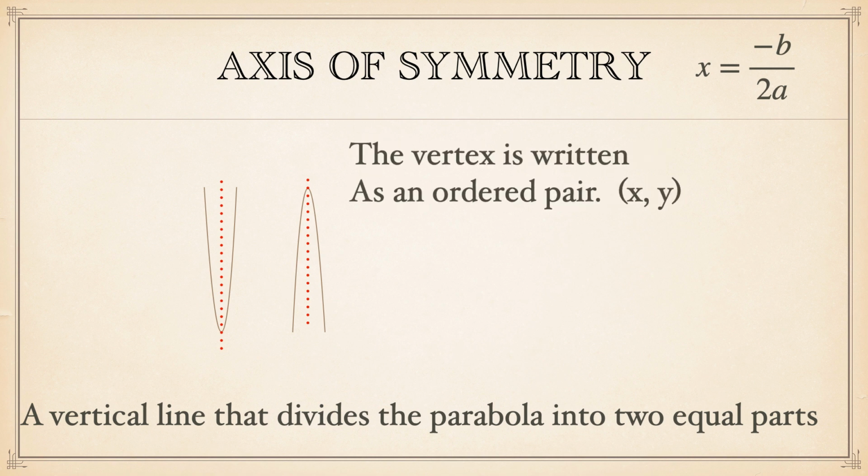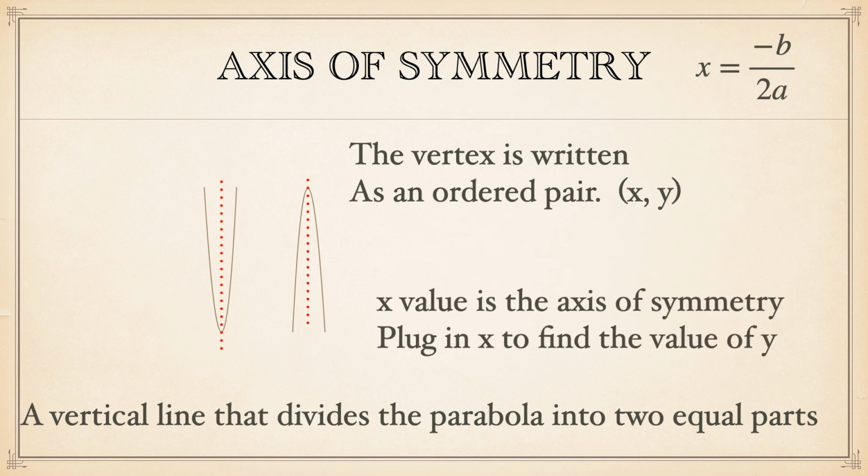The vertex is written as an ordered pair, x and y. So once I find the axis of symmetry, I know the x value. And what I need to do is plug in that x value, whatever I find, into my original equation to find the value of y. That's what we're going to do right now. We're going to practice that.